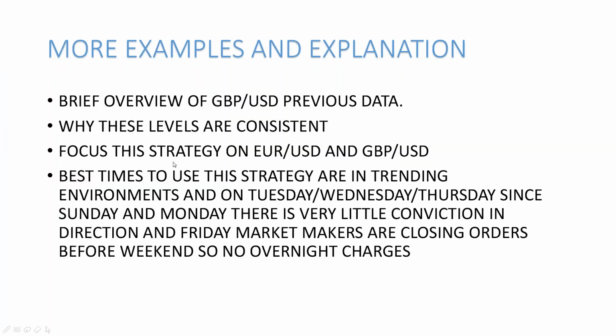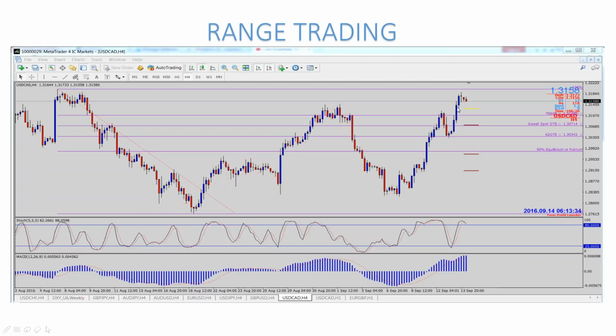So what you want to do is focus the strategy on Euro USD and the Great Britain pound. As I've said, you're going to see the most conviction and consistency in those two pairs. The best times to use this strategy are in trending environments, obviously, and on Tuesday, Wednesday, Thursday. Sunday and Monday have very little conviction in the direction, and on Friday the market makers are closing their orders before the weekend, so they don't want the overnight charges they'd receive on massive orders.